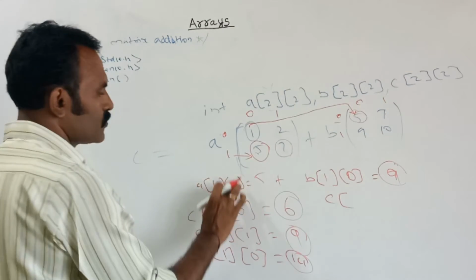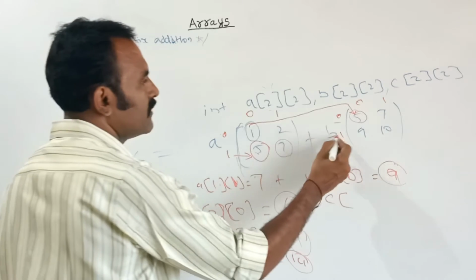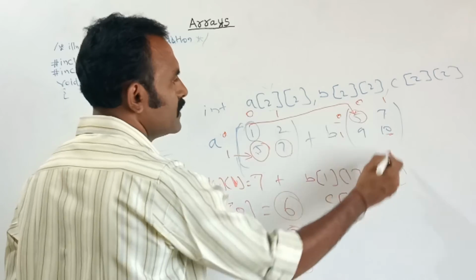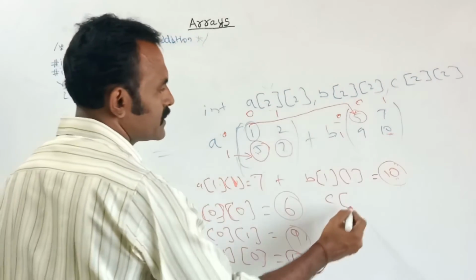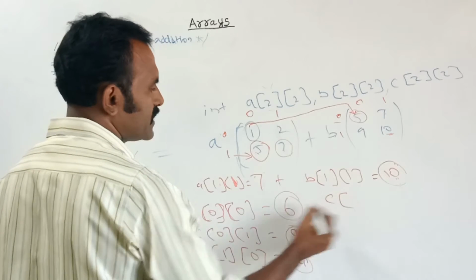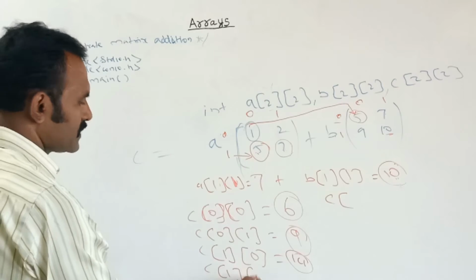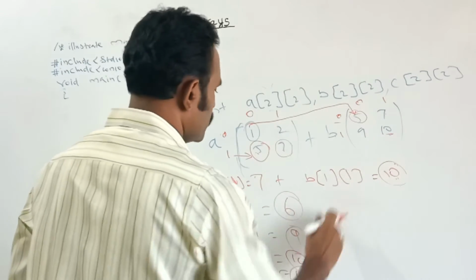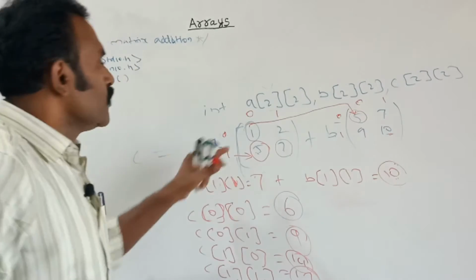So here first row first column, what is the value? 7. Next in B of first row and first column, what is the value? The value is 10. So if you add 7 plus 10, it is equal to 17. So where will the 17 be stored? At C of first row and first column, the value 17 is stored. So in this way we can add the two matrix values.